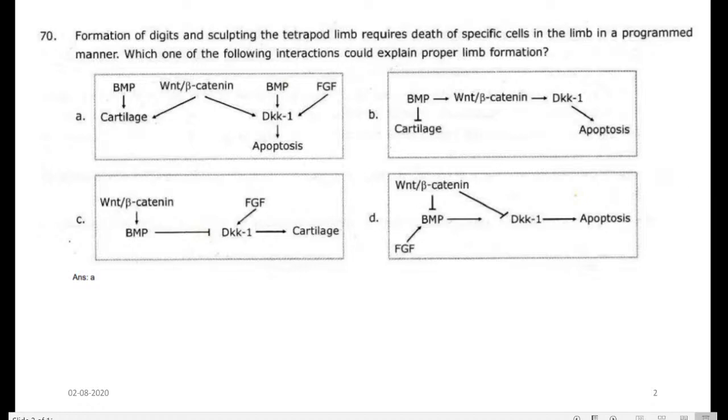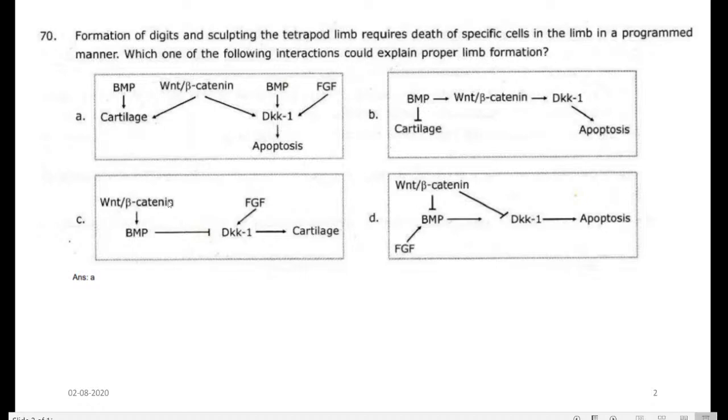Next we will move to the question. This is a basic question. The formation of digits and sculpting of the tetrapod limb requires the death of specific cells in a limb in a programmed manner. Which one of the following interactions could explain proper limb formation? That is the statement, and we want to know the correct process.